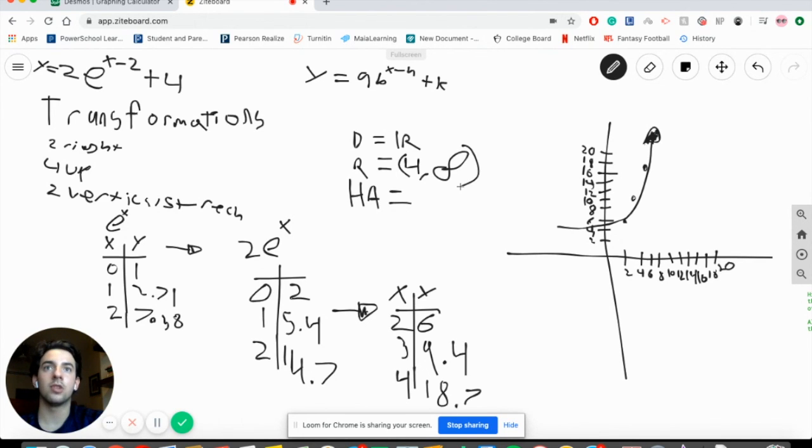As a result of this, the horizontal asymptote would be equal to y equals 4.